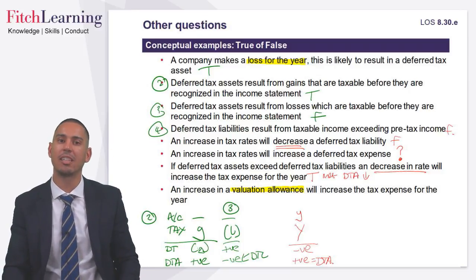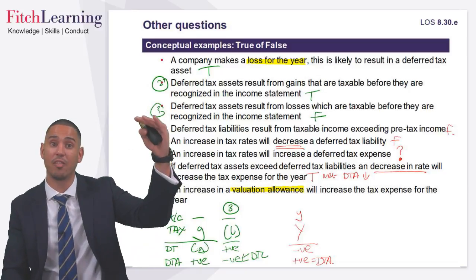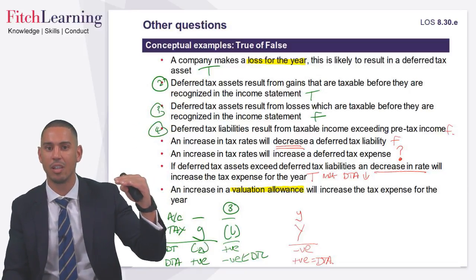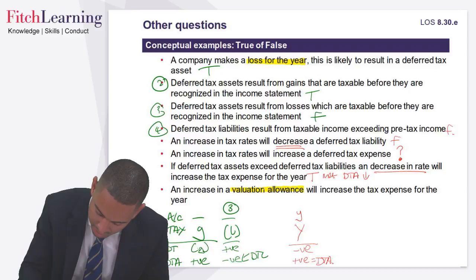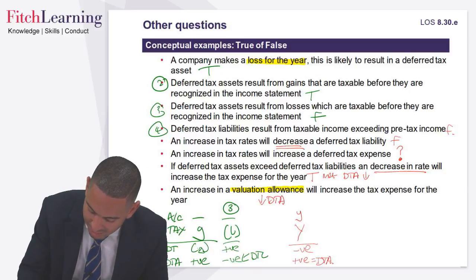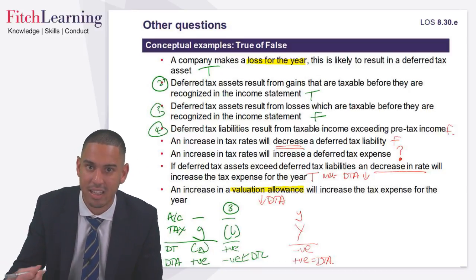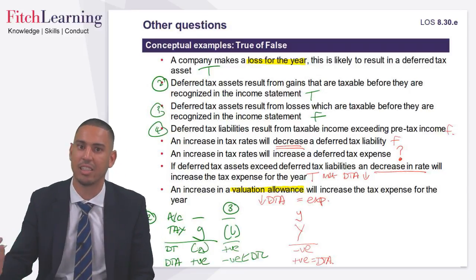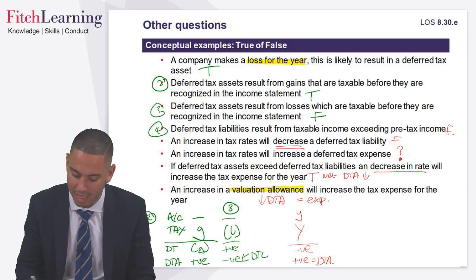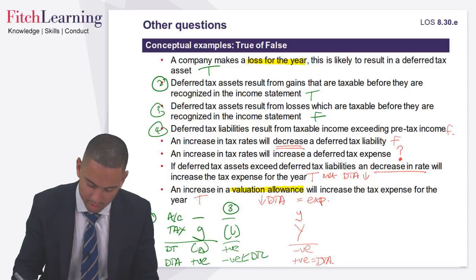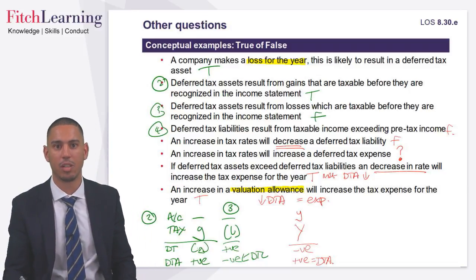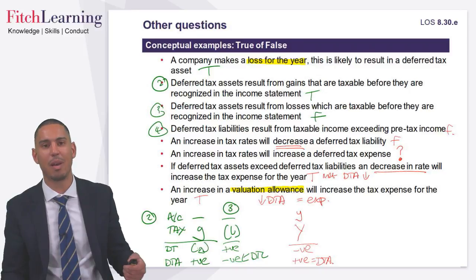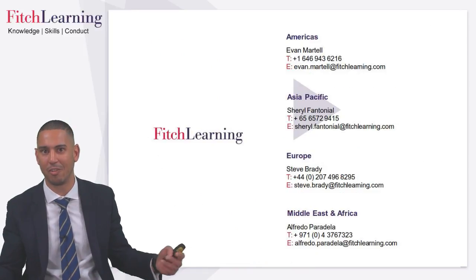So an increase in valuation allowance you can think of as bringing my asset down. And if I am bringing my deferred tax asset down, if I bring any asset down, that is an expense in the period. Same as depreciation is a charge for decreasing my asset. So that is true. And that there is about everything you can ask about deferred tax.